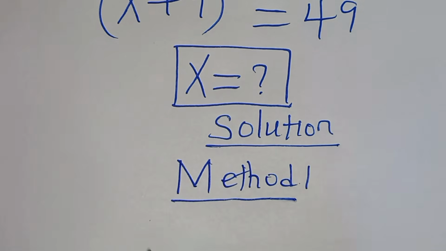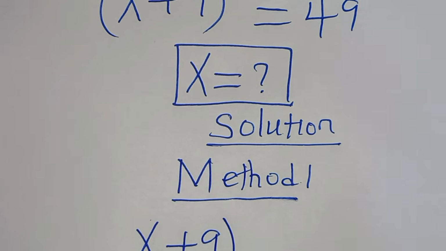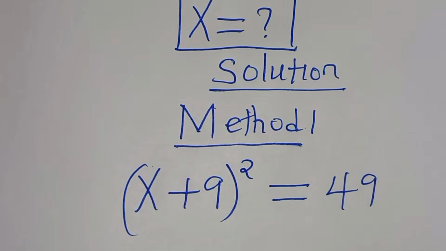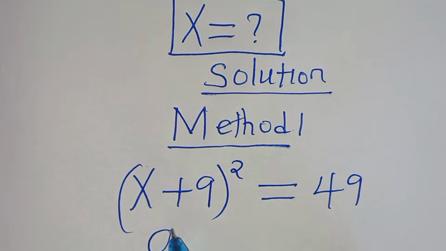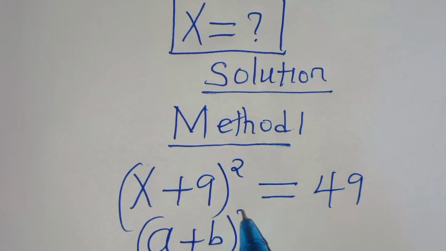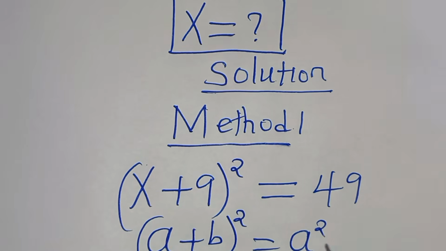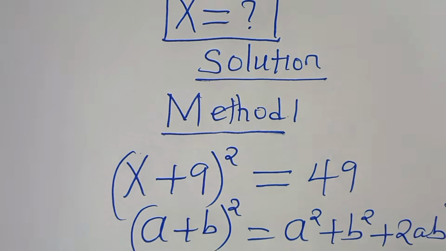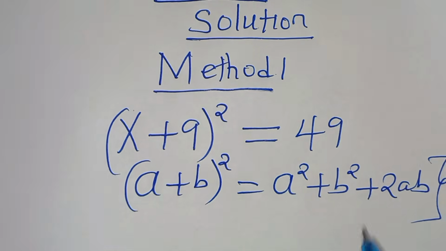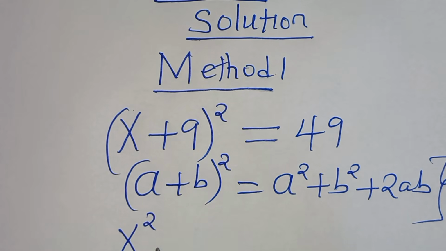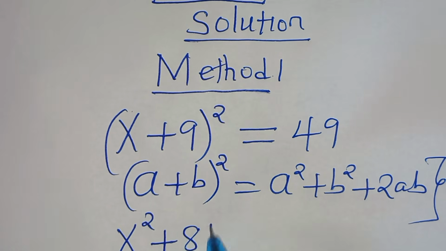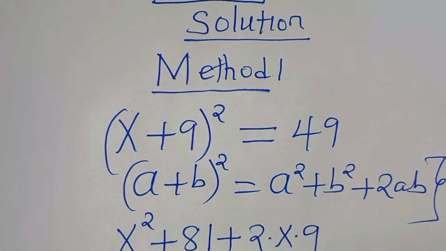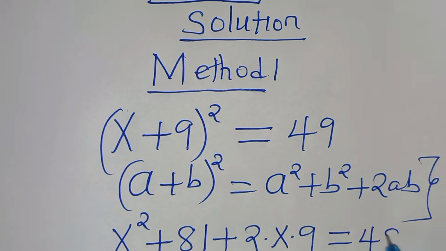We have (x + 9)^2 = 49. Now, (x + 9)^2 is of the form (a + b)^2, which can be expressed as a^2 + b^2 + 2ab. So this is an algebraic identity. Let's use this identity so that we have x^2 + 9^2, which is 81, then plus 2 multiplied by x multiplied by 9. This is equal to 49.